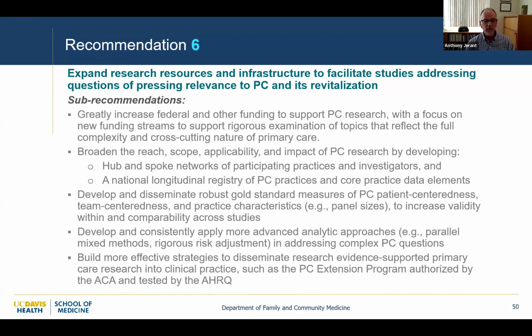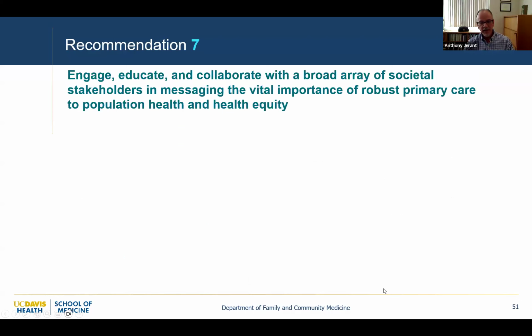We need to work on our measures so that they're more robust and validated, and we can get more people using them so we can increase validity and increase comparability across studies. Use more advanced methods to address the complex questions we deal with that involve things like continuity and comprehensiveness, and then build more dissemination strategies for the evidence that we generate. And then last of all, engage, educate, and collaborate with a broad array of societal stakeholders to message the vital importance of robust primary care.